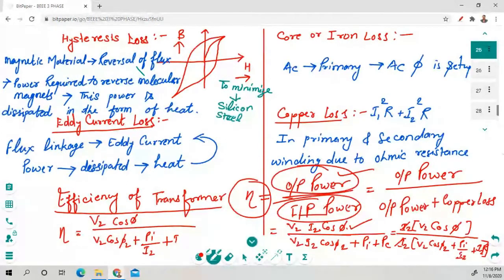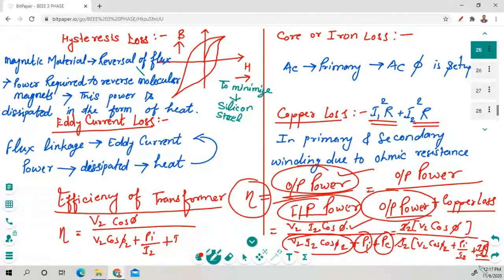The input power is calculated using output power plus copper losses plus iron losses. We have calculated the output power, so we put this output power as it is, along with the iron losses and copper losses. So how to calculate the copper losses? You can use Pc, and Pc is equal to I2 square into R. So you have to put these values right here and solve this equation to calculate the value of the efficiency.